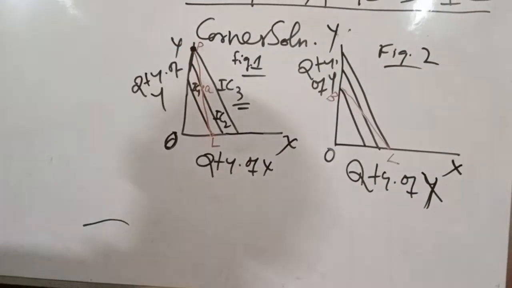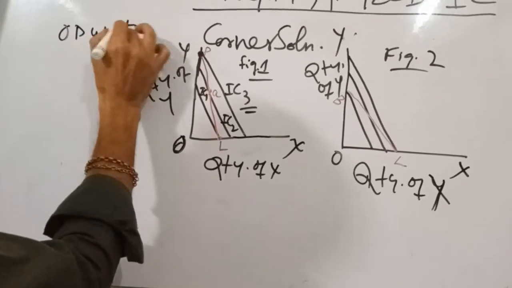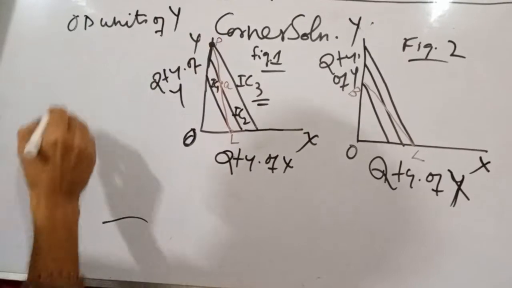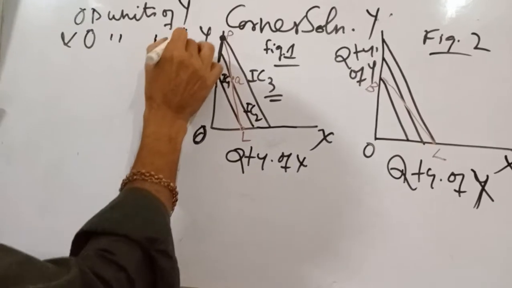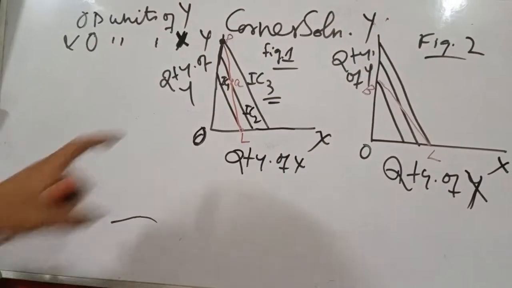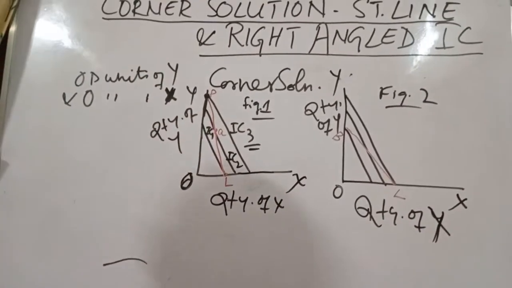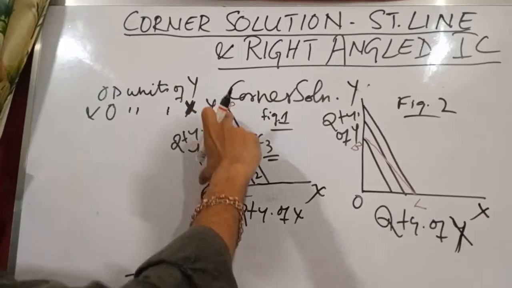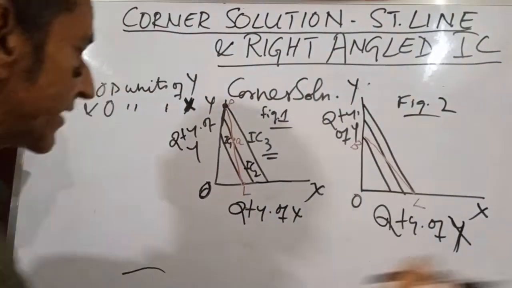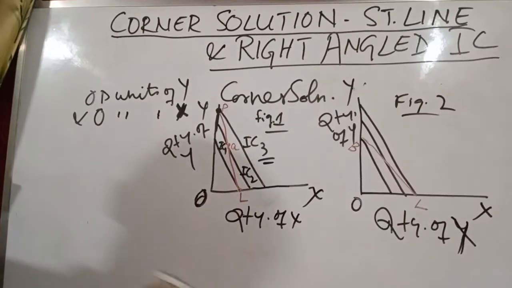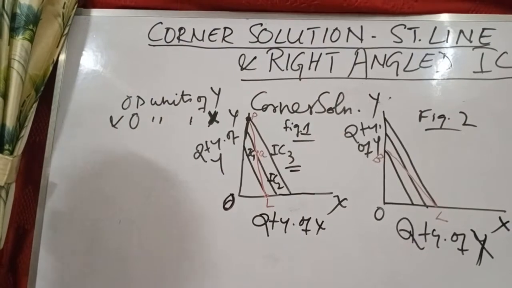And at this point, the consumer is consuming OP units of Y and 0 units of X. In this diagram, the consumer is in equilibrium at point P, where he is consuming OP units of Y and 0 units of X. That means the consumer is spending all his money income on commodity Y. This is the corner solution.